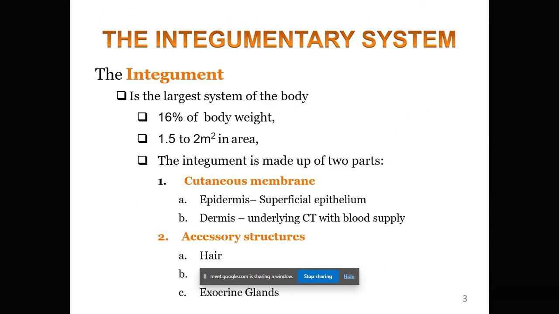Integument is the largest system of the body, and composition wise, 16% of the total body weight is made up of the integumentary system.